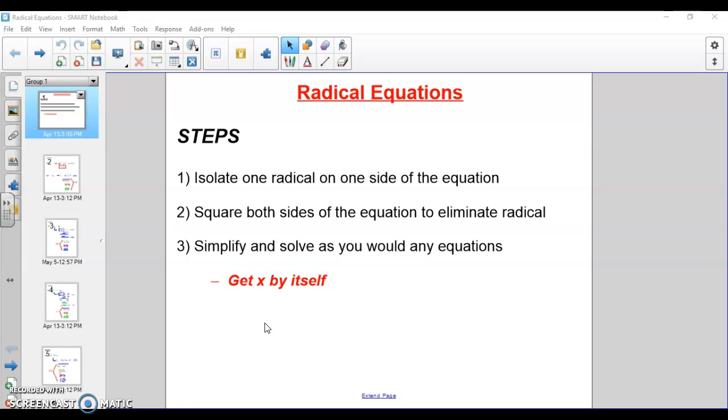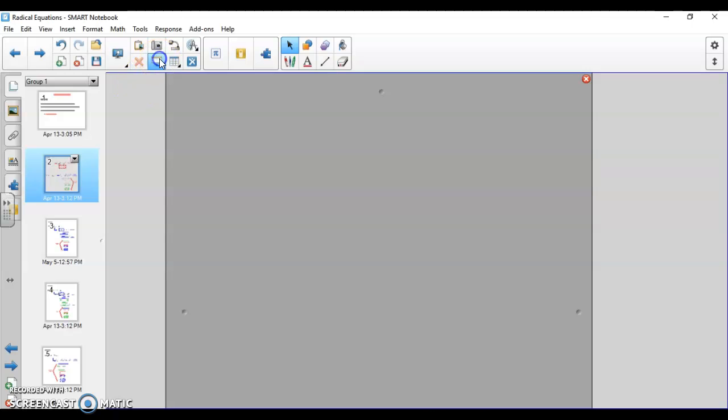So we have radical equations. First thing you got to do is get the radical by itself. It's going to be on the left side. I'm going to give it to you on the left side. Once the radical is by itself, you undo the square root, so you square both sides of the equation to eliminate the radical. You're going to simplify it and solve as you would any equation, so you're just going to get x by itself. So, looking at these.